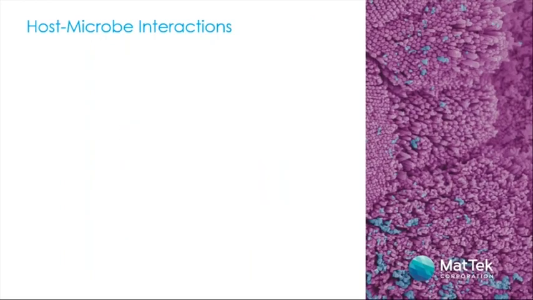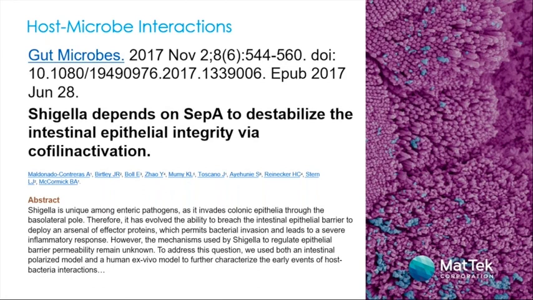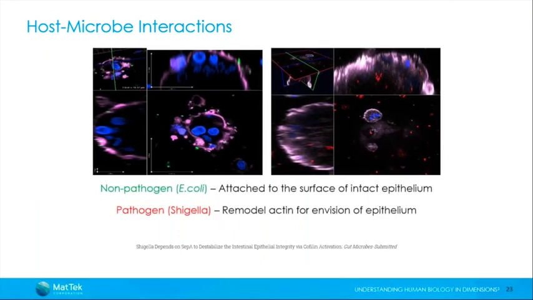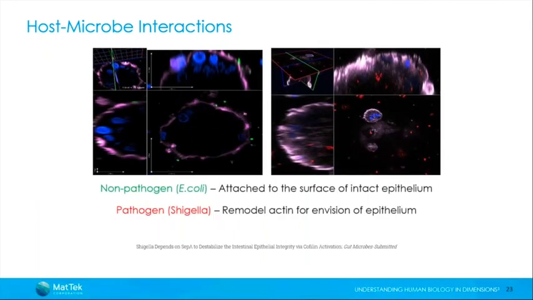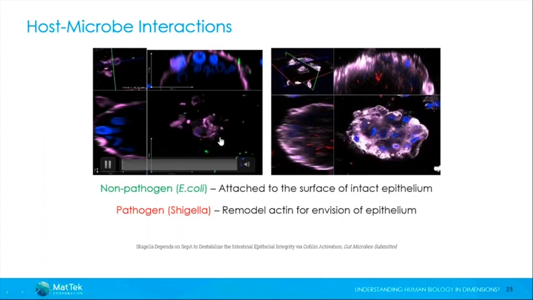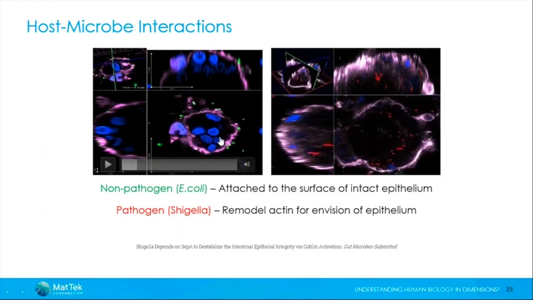And the other application is the host-microbial interaction, and this we have published in Gut Microbes. I'll show you some of the bacterial infections that we did on this model. As you can see here, this is E. coli infection. The green is E. coli, and when you infect the tissue with E. coli, they are only attached to the villi-like structure or the cells.